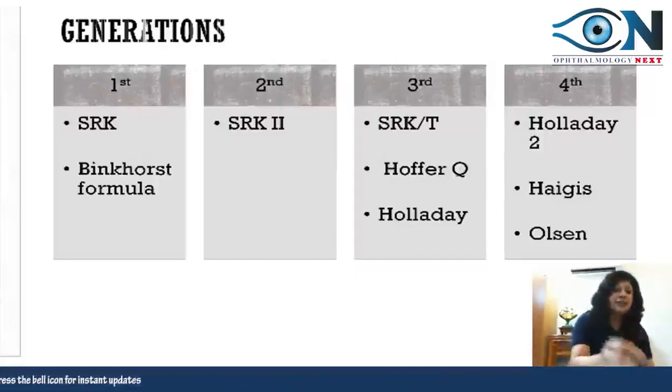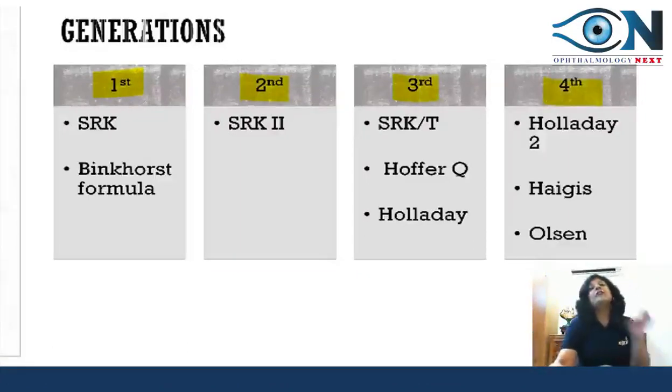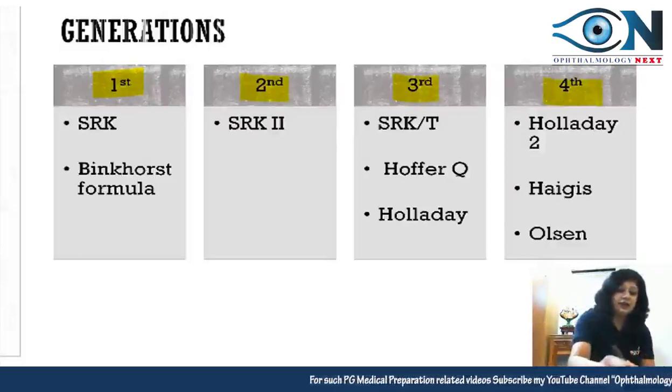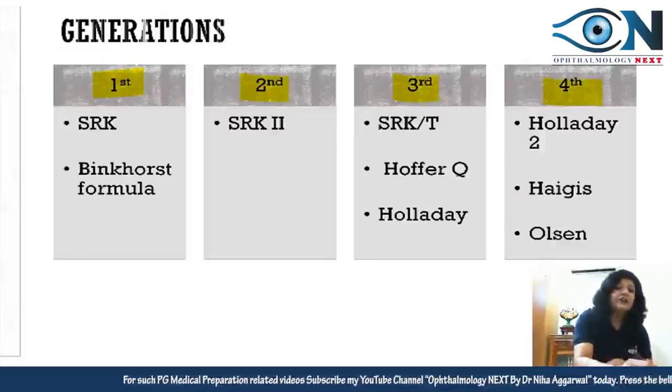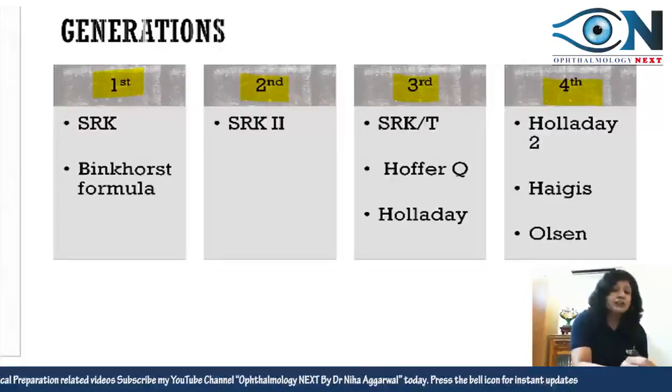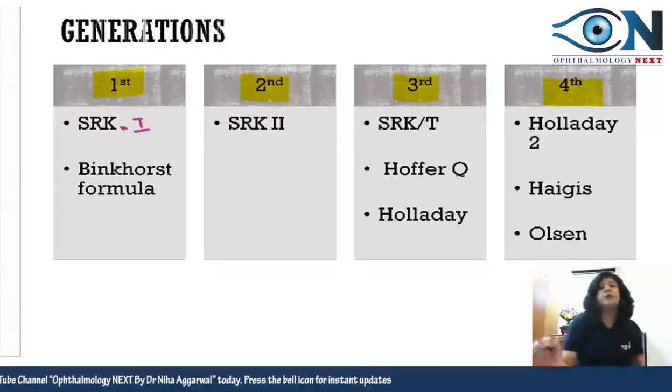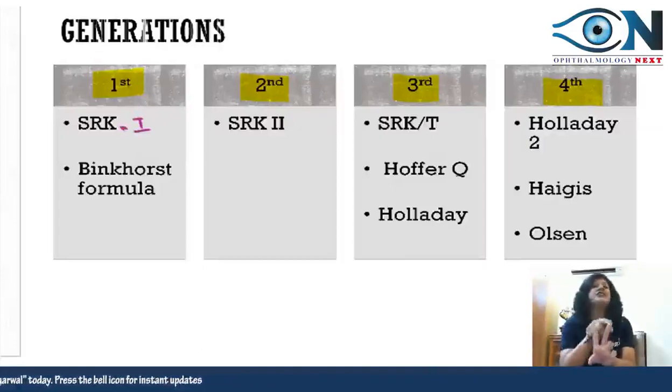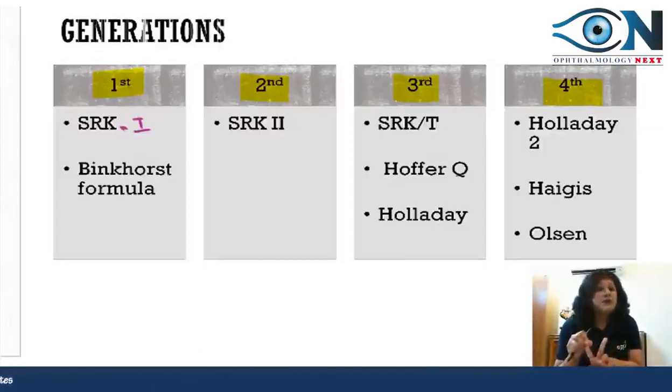And can you see, we have got 4 generations here. That is, we have generation 1, 2, 3 and 4. Now there is a very easy way of remembering this. How will you do it? Now see this. Start with the first generation. So first is SRK1 formula. So 1 for 1. First generation is SRK1 formula.